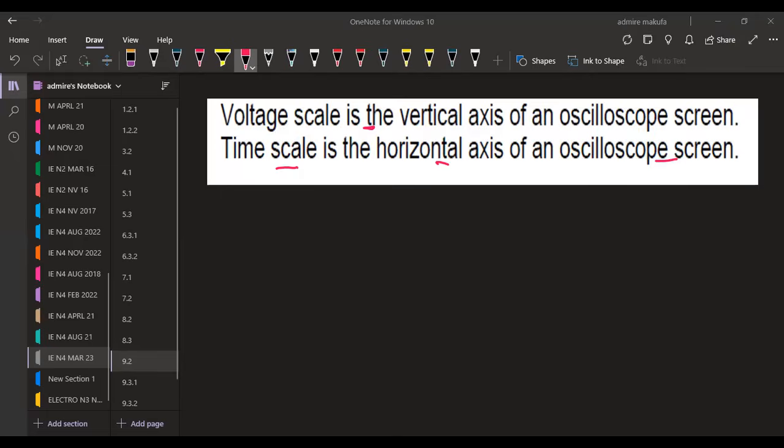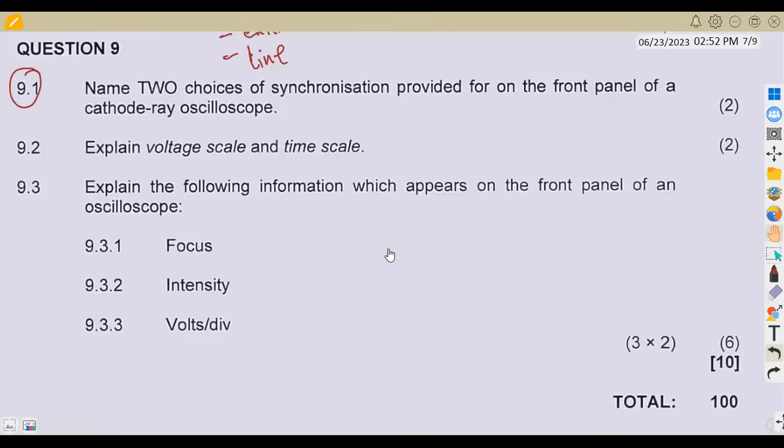Let us check the other part of our question. 9.3, explain the following information which appears on the front panel of an oscilloscope. We talked about the choices before. Now we want the information that appears. So we have the focus, the intensity, and the volts per division. So let us start with the first part, which is the focus.